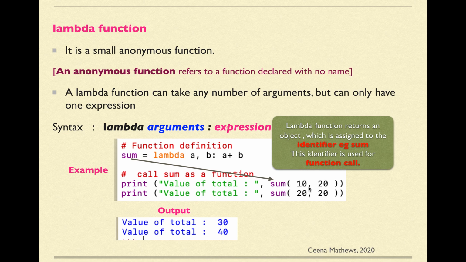Sum of 10 comma 20, those are the values passed to this lambda, and 10 will be assigned to a, 20 will be assigned to b, and it will do the calculation and return the value to this point, and that's the print. The first print will print the result as 30 and the second print will print the result as 40. So that is what is given in this box also. The lambda function returns an object which is assigned to the identifier example sum, and this identifier is used for the function call. And that's all about the lambda function and arguments in Python.